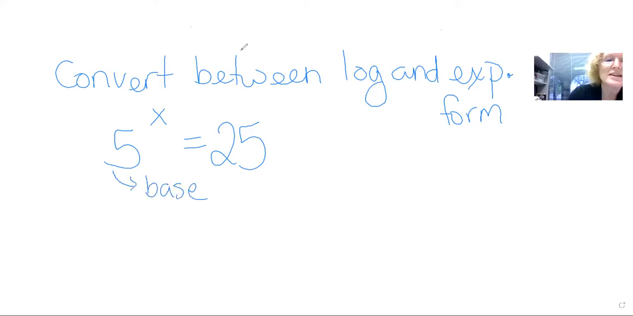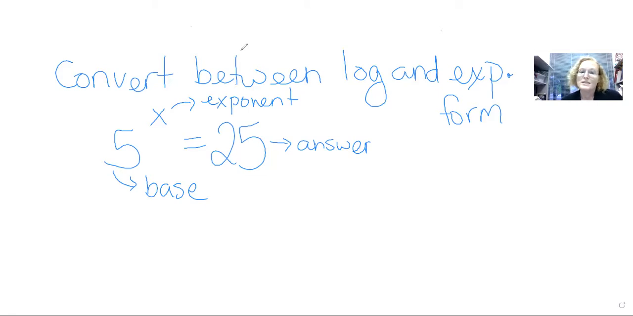So the thing that is being raised to a power is called the base. So the 5 is the base in this problem. And whatever the power is, we know that word as an exponent. And then for lack of a better word, I'm just going to call this the answer. So this exponential equation really has three parts. It has a base, an exponent, and an answer.